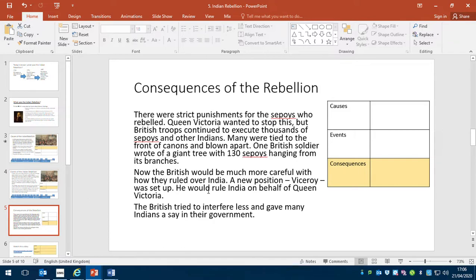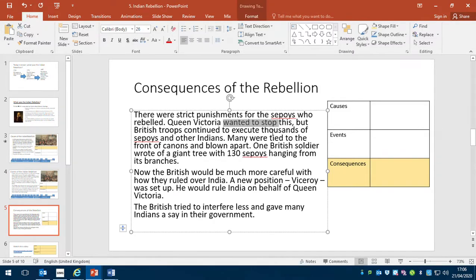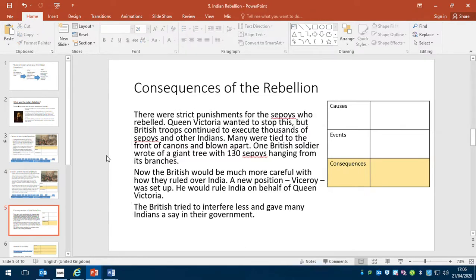So, Queen Victoria was really aware that she needed to make sure these new rebels were not going to rebel again. So whilst there were strict punishments, she didn't want to have too many of them. However, her troops still wanted revenge, so they continued to execute thousands of sepoys and other Indians. Many of those were tied to the front of a cannon, and the cannon was set off, so the cannonball would literally explode through their stomach.